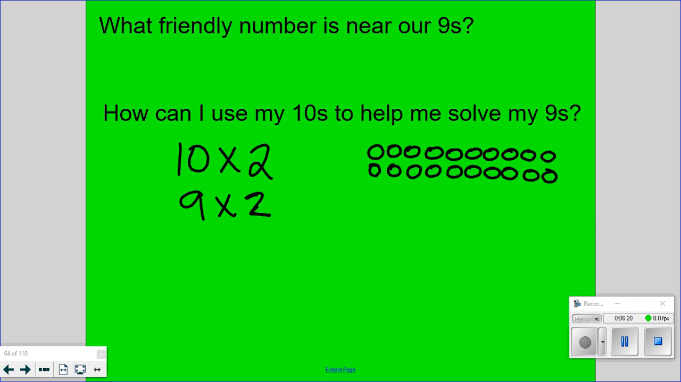Another trick question. I see lots of hands. Sit up, Bryson. I have 10 groups of 2. How do I get that to be 9 groups of 2? What do I need to do?